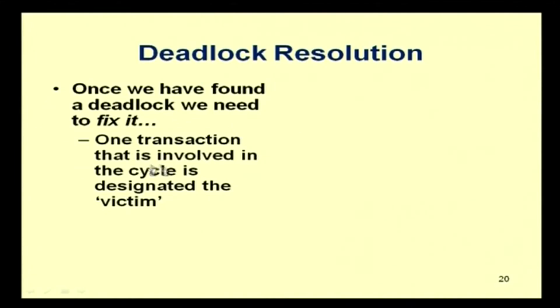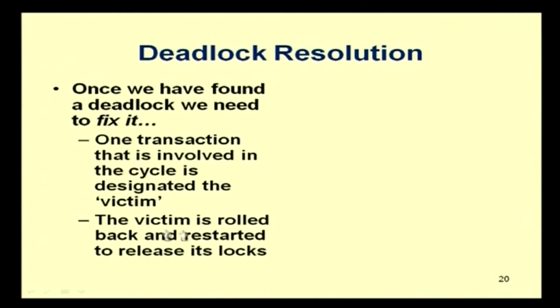Now, how do you resolve the deadlock? Once we have found a deadlock, we need to fix it. One transaction that is involved in the cycle is designated as the victim. So, T1 and T2 are waiting for each other. One of them has to give up or become a victim. The victim is rolled back and restarted so that the locks are released. So, how to choose a victim? For example, in the previous case, how to choose between T1 and T2.